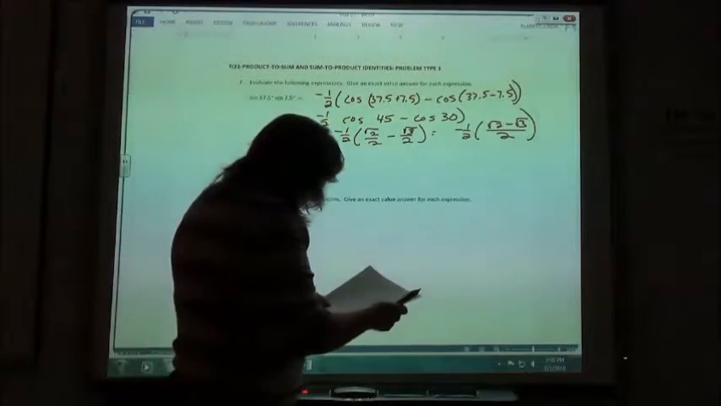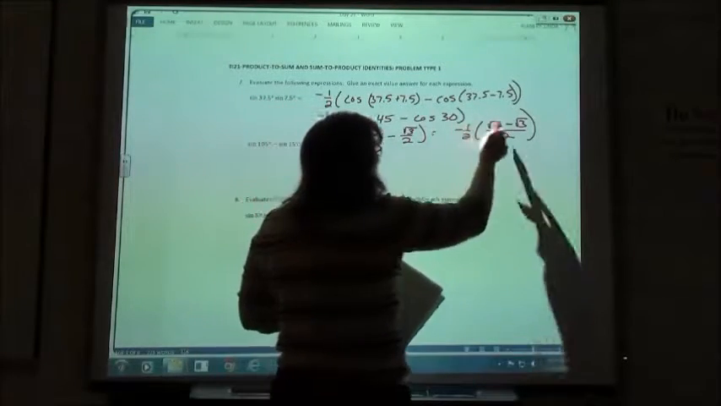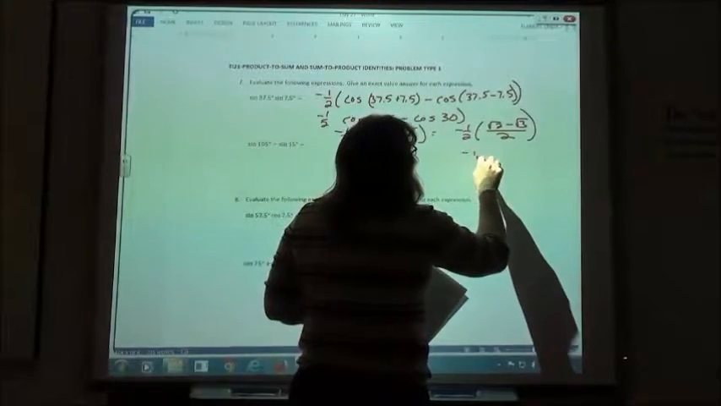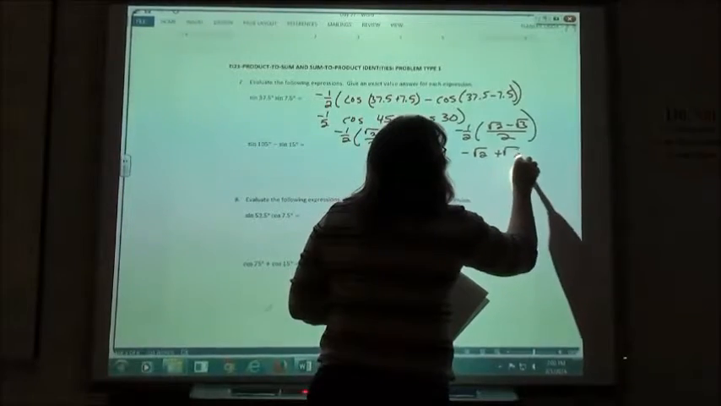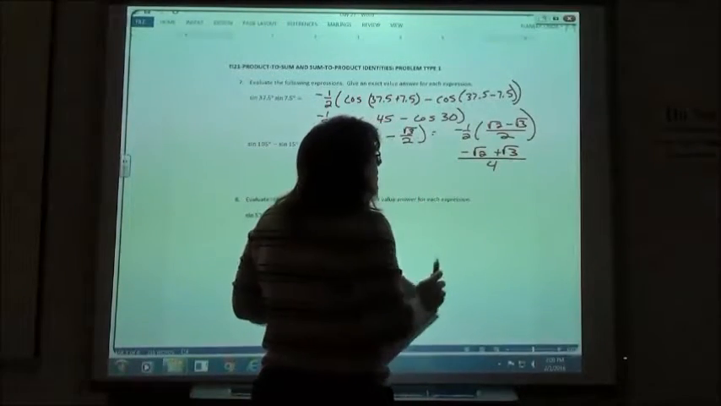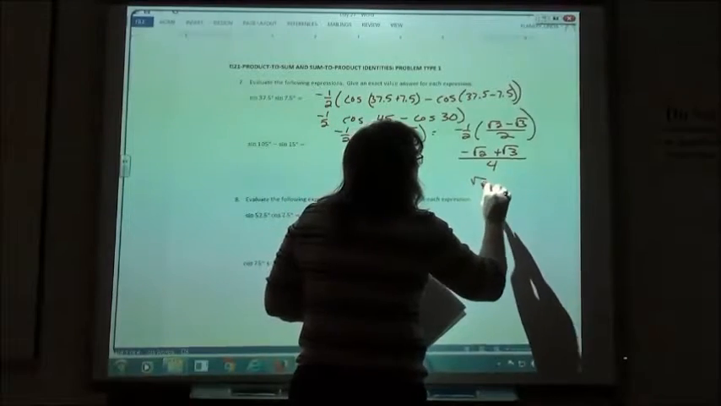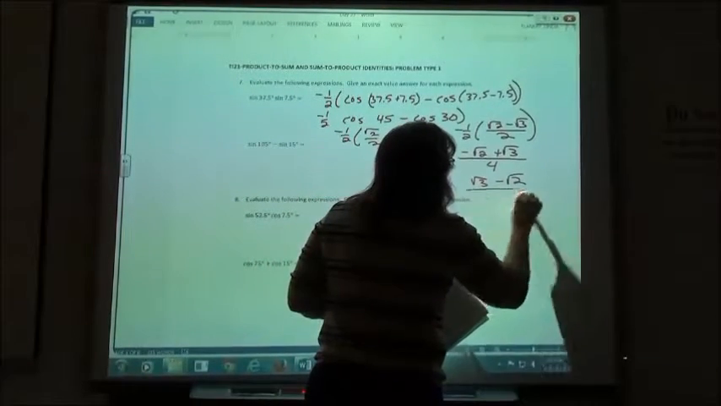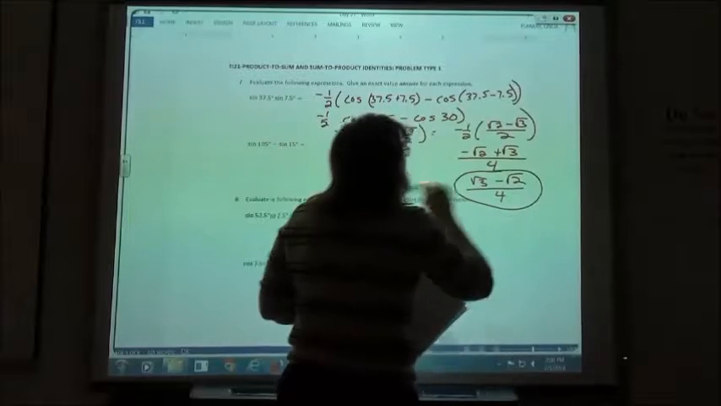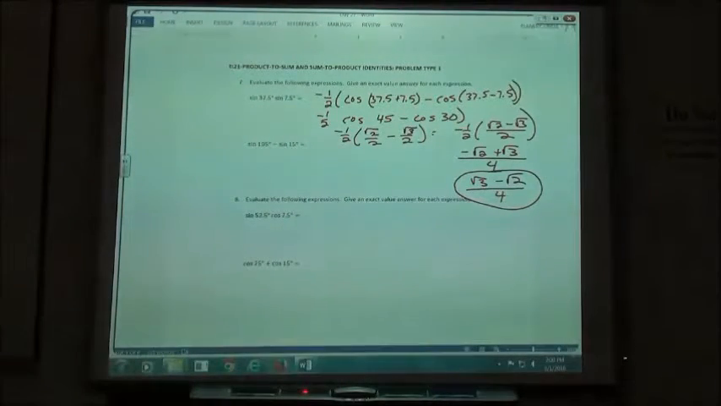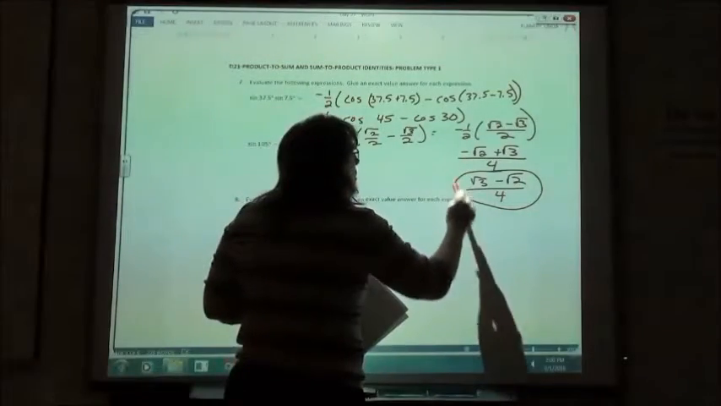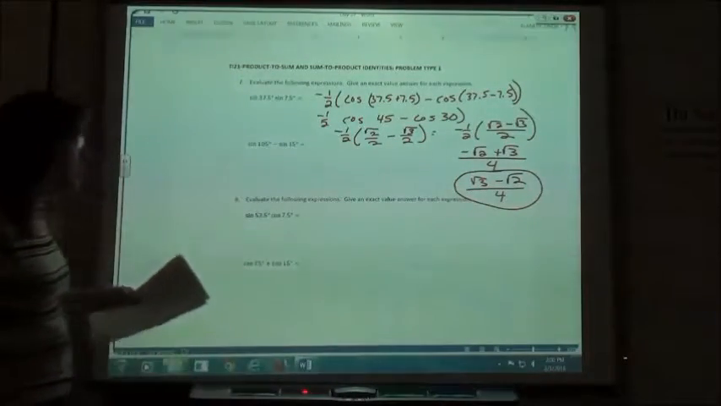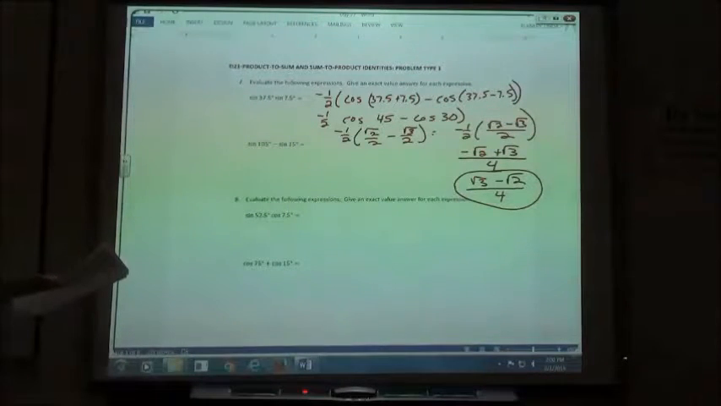Or I can distribute it. So if I have negative square root of 2 plus the square root of 3 over 4. That looks a little weird in that order. Square root of 3 minus the square root of 2 over 4 also would be a better way to write your answer instead of putting the negative in the front. And so either way should be correct as long as you make sure you get the negative on the top of the fraction with the 2 and not out in front of the whole entire fraction.